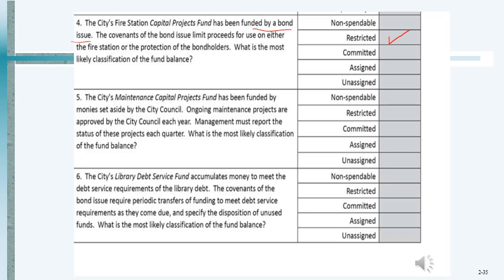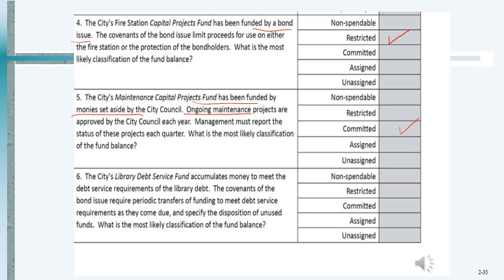Then what? Then we have funds that are being set aside by the city council, okay, for ongoing maintenance projects. When money is set aside by the city council, that's the legislature, that's the highest decision-making authority in the government. We consider that money what? Committed, right? Then what?